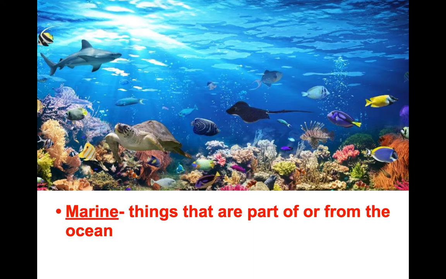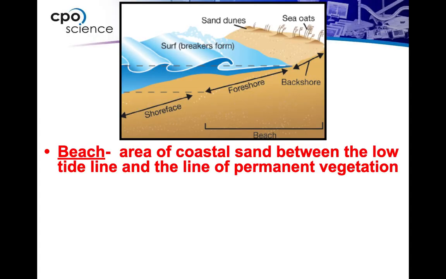There are other shallow marine environments like you see here, like a coral reef, but we're going to focus on beaches. But anytime you hear that word marine, it's things that are part of or from the ocean. That's what marine means. When we think of that water that's in a shallow area, we think of going to the beach, right? It's actually a little bit more complex than that.